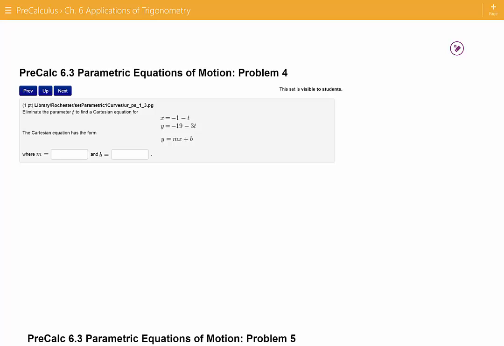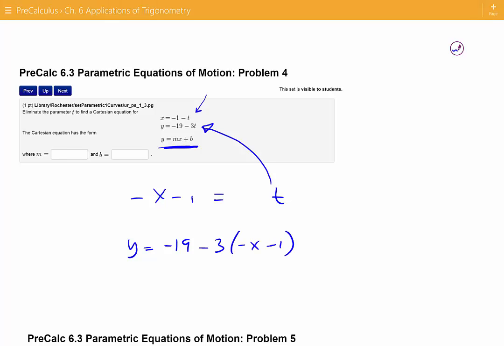Okay, so for the next problem, we want to eliminate the parameter t, get this parametric equation into function notation, our regular function mode. So what we're going to do is solve one of these equations for t and substitute it into the other one. So I'm going to add 1 to both sides for this top equation, and I get this, and then multiply through by a -1. And now I'll substitute that t in right here. So I have y equals -19 minus 3 times this t.